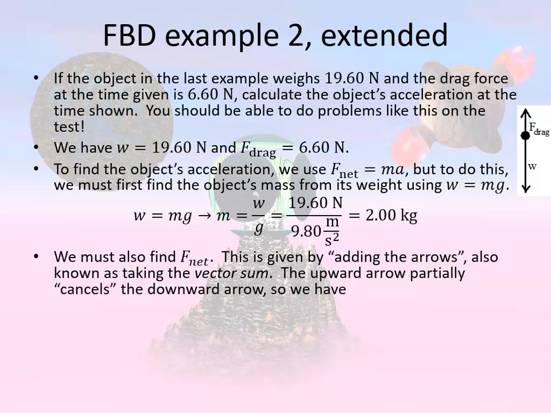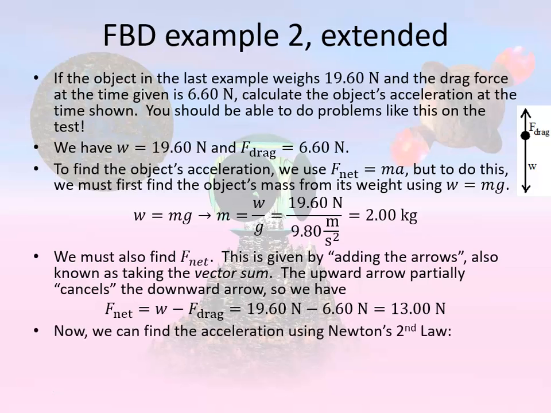Finding the net force is what we need to do for Newton's second law, because after all, Newton's second law says the net force equals mass times acceleration. Well, we need to pick a direction that we're going to call positive. Since the object is moving down and it's accelerating down, I think it's wise to call down the positive direction. So since down is positive, that means the weight is positive, but the drag force is negative. So we have positive weight minus drag force gives you 19.6 newtons minus 6.6 newtons, so a net force of 13 newtons. Okay, so now we know the net force acting on the object.